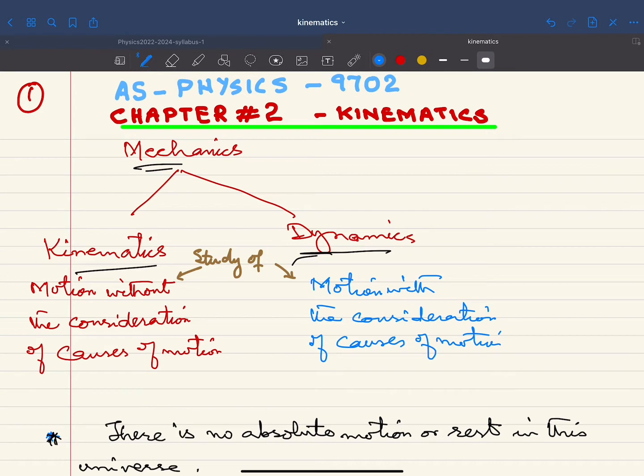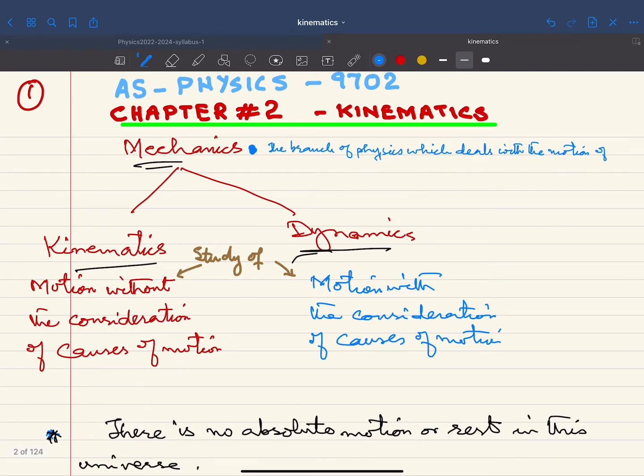Basically, we have a branch of physics which is known as mechanics, which deals with the motion of bodies. So mechanics is simply the branch of physics which deals with the motion of the body.